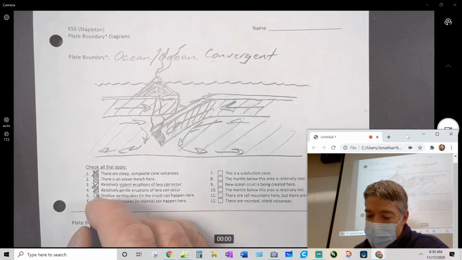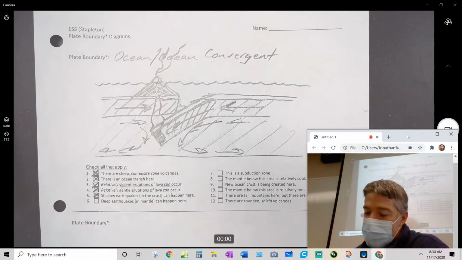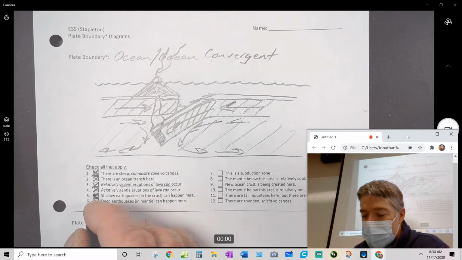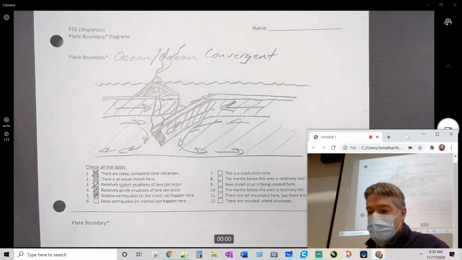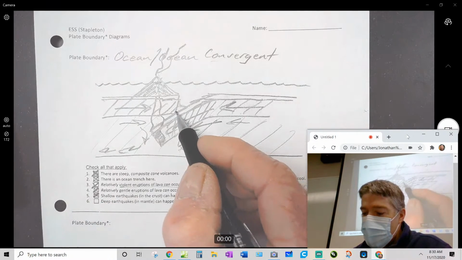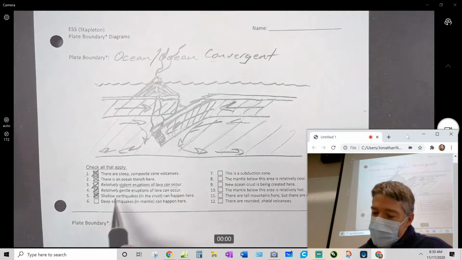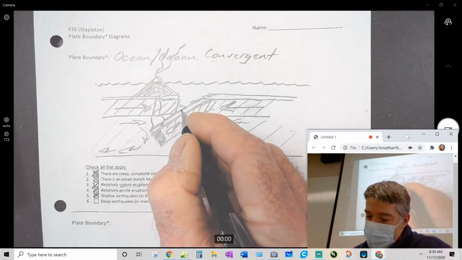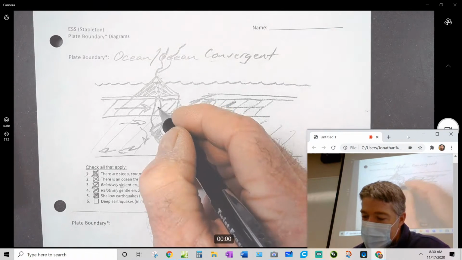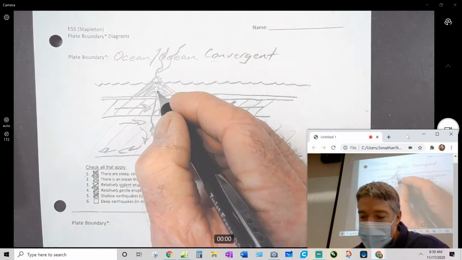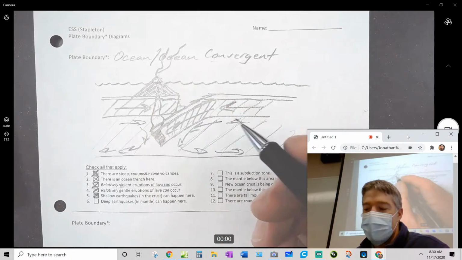Shallow earthquakes in the crust can happen here. Yes, everywhere. They can happen here in Vermont because we're on a plate and plates can move, and if they move suddenly, we get an earthquake. They happen more where the plates rub against one another, like right here. As this goes down and it rubs right there, or as this magma comes out and it burps out of the volcano, that can cause earthquakes too.